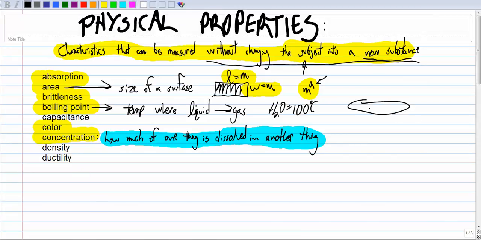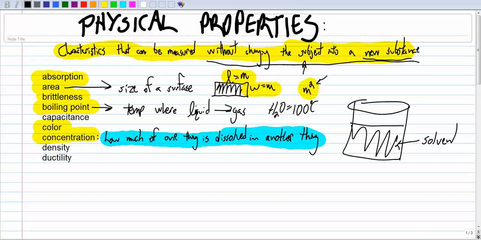Two terms go along with concentration. Whatever the liquid is that's doing the dissolving, we call that the solvent. And whatever it is you're throwing in, a salt cube or a sugar cube or whatever, that's called the solute. So the solute goes into the solvent and it gets dissolved. Next term on the list, trying to go as fast as I can.